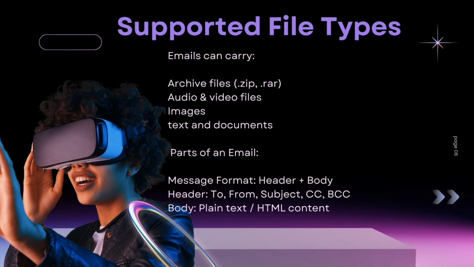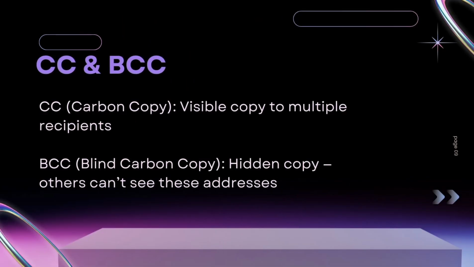So what are CC and BCC? CC is the carbon copy, which is used when we want to send a visible copy of the email to other recipients. BCC, or the blind carbon copy, is used when we want to send a copy secretly. Other recipients cannot see these addresses.